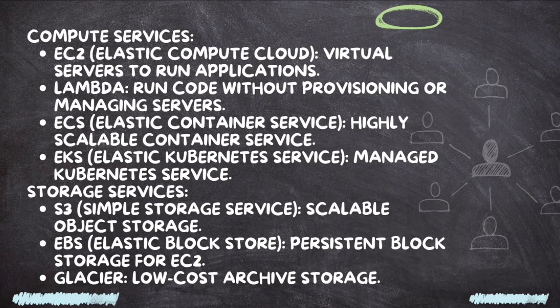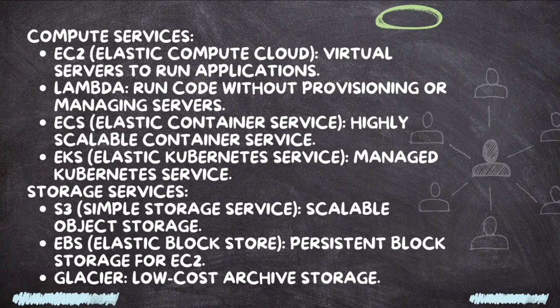In compute services, we have EC2, which is Elastic Compute Cloud, which is a virtual service to run various applications. Then we have Lambda, to run code without provisioning or managing servers. ECS, which is Elastic Container Service, which is a highly scalable container service. Then we have EKS, which stands for Elastic Kubernetes Service, which is a managed Kubernetes service.